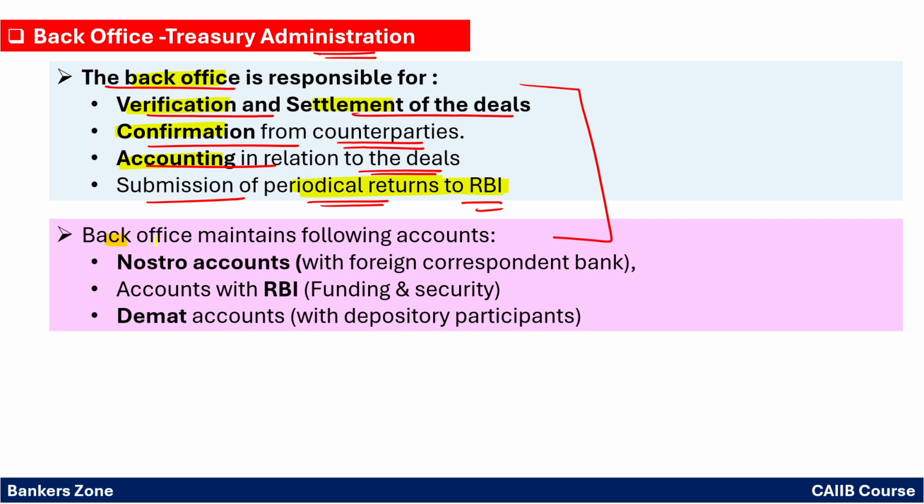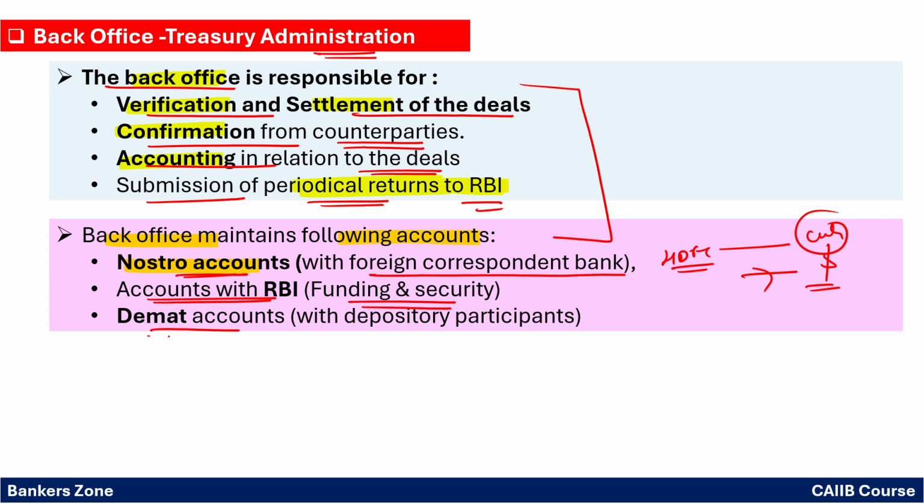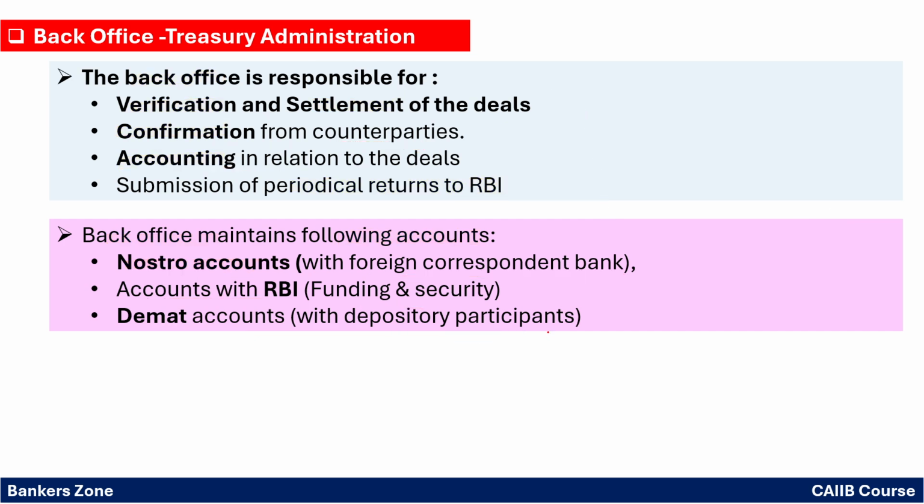Apart from that, the back office has to maintain the following accounts. What are they? The nostro account is simply a foreign correspondent bank account. For example, HDFC from India has an account with Citibank in the USA in dollars. That is our account with you. It is called the nostro account. Then an account with the RBI for funding and security purposes, and they have to maintain one demat account for the depository, which should be with the depository participant. It can be the CCIL like that. So remember, the back office has to maintain different accounts. One is the nostro account, another is the account with the RBI, and third is the demat account.